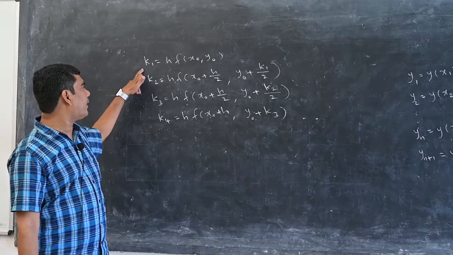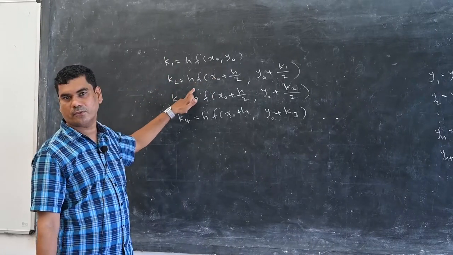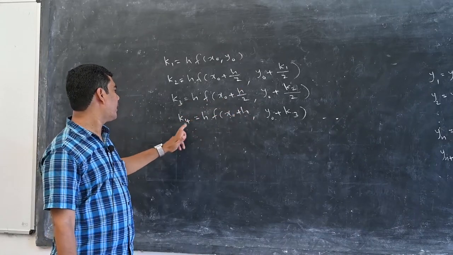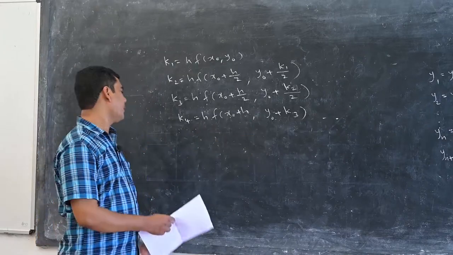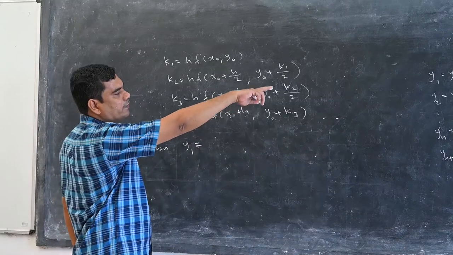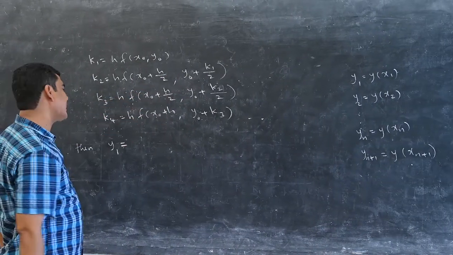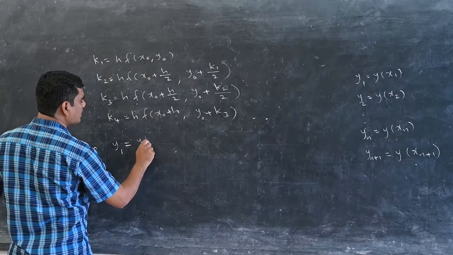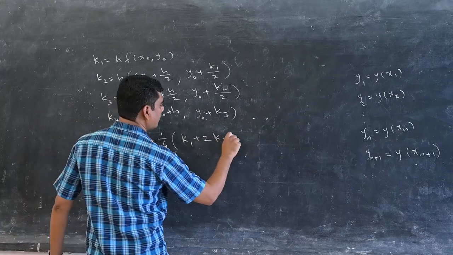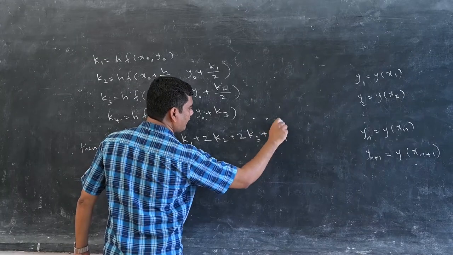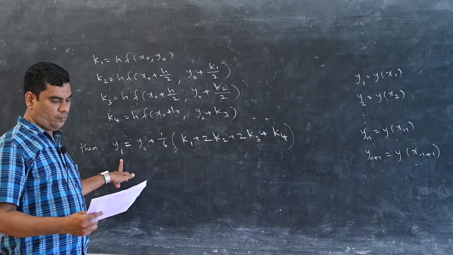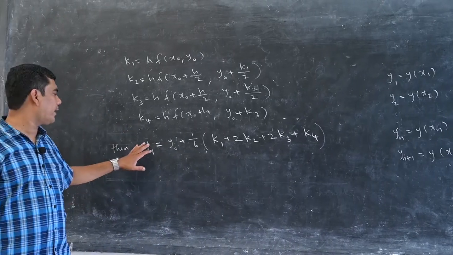So we find k1 equal to h into f of x0 y0, k2 is h into f of x0 plus h by 2, y0 plus k1 by 2, k3 is h into f of x0 plus h by 2, y0 plus k2 by 2. k4 is h into f of x0 plus h, y0 plus k3. Then Runge-Kutta method is y1, which is y of x1, the approximate value of solution at the point x1 using Runge-Kutta method. y1 is y0 plus 1 by 6 into k1 plus 2k2 plus 2k3 plus k4. This is the formula to find y1.